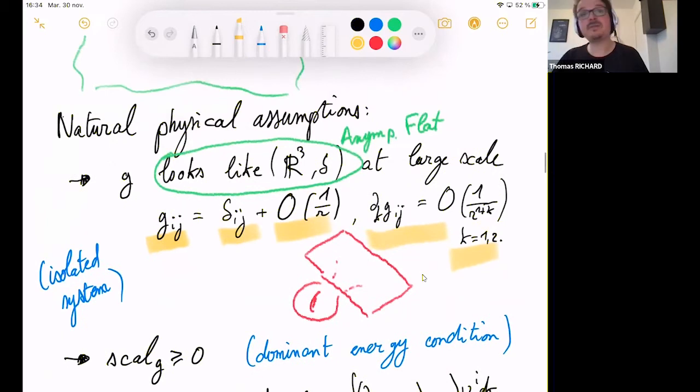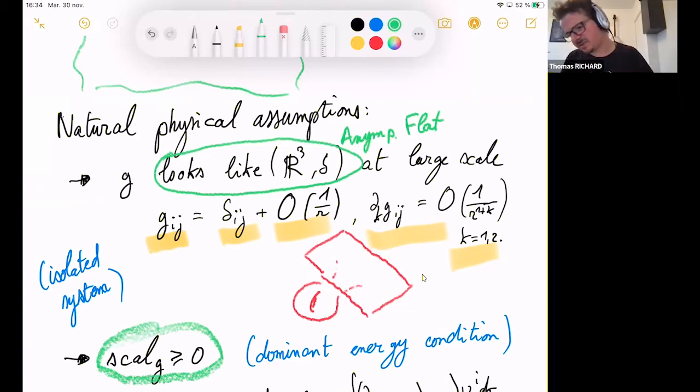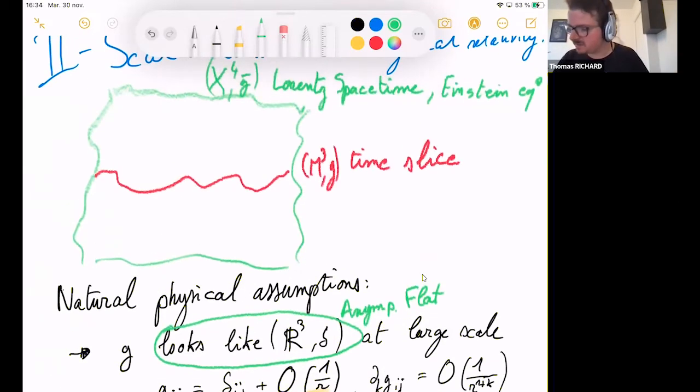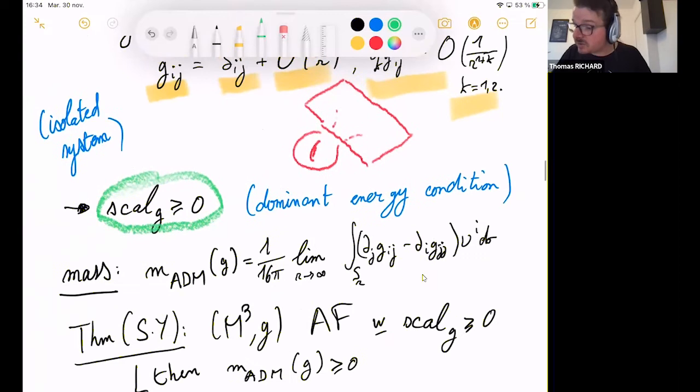And there's another natural physical assumption, which is called the dominant energy condition, and which tells you that forces and fields cannot travel faster than light. Anyway, this gives a natural condition on the geometry of this time slice here. And there you can define something which is called the ADM mass.